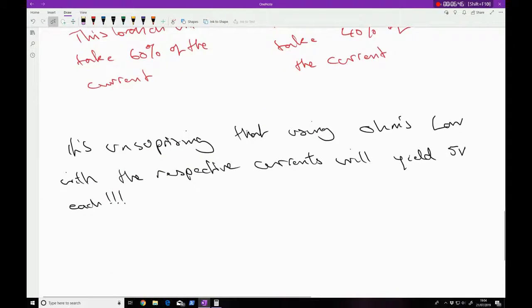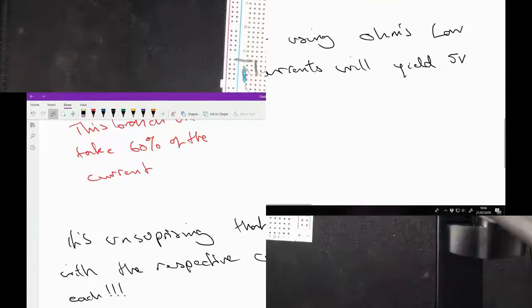So it's unsurprising that using Ohm's law with the respective currents will yield 5 volts each, because at a junction you split the current but you do not split the voltage. Remember what I said, voltage only varies in series, it does not vary in parallel, but current varies in parallel but never varies in series.